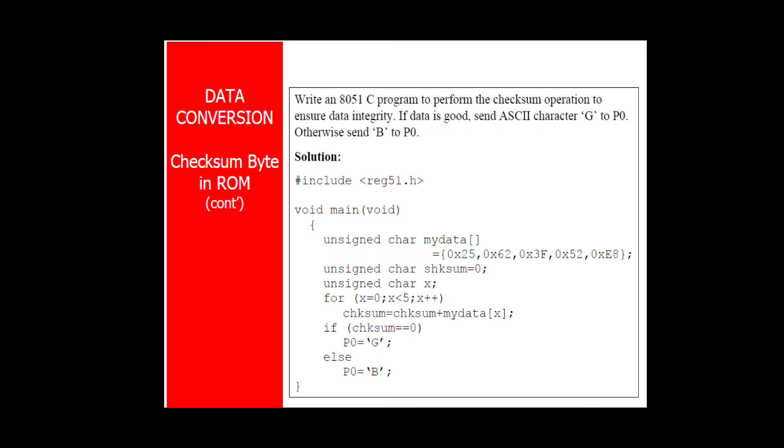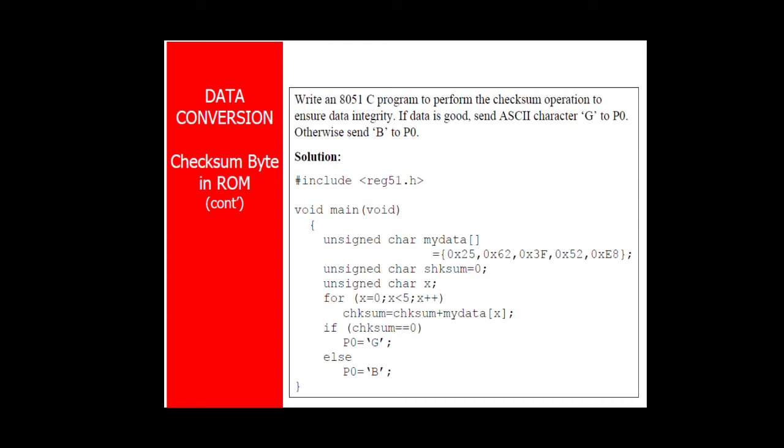Write an 8051 C program to perform the checksum operation to ensure data integrity. If data is good, send ASCII character G to P0, otherwise send B to P0. So it is similar to the previous example, a little bit different in the latter half. First we need an array, and in that array we are storing all the values. Here we are using the checksum byte value, that is E8. The numbers are 25H, 62H, 3FH, 52H, and the checksum byte is E8H. All these are stored in the array.